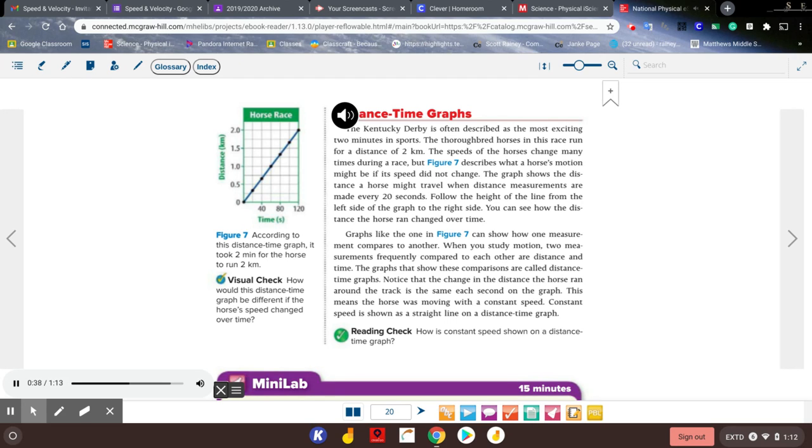Graphs like the one in Figure 7 can show how one measurement compares to another. When you study motion, 2 measurements frequently compared to each other are distance and time. The graphs that show these comparisons are called distance time graphs. Notice that the change in the distance the horse ran around the track is the same each second on the graph. This means the horse was moving with a constant speed. Constant speed is shown as a straight line on a distance time graph. Reading check: How is constant speed shown on a distance time graph?